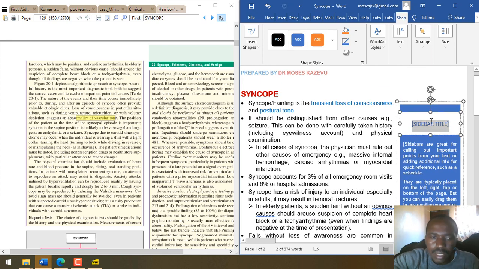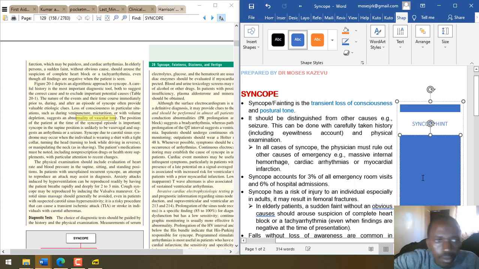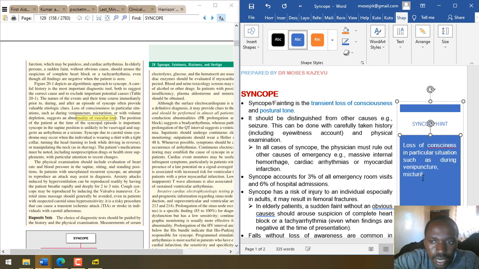So we can just say syncope hint. And then actually remove this here. And we say loss of consciousness in a particular situation, such as doing a venipuncture, so those people that see needles and they faint, micturition, urinating, or with volume depletion, suggests an abnormality of vascular tone.